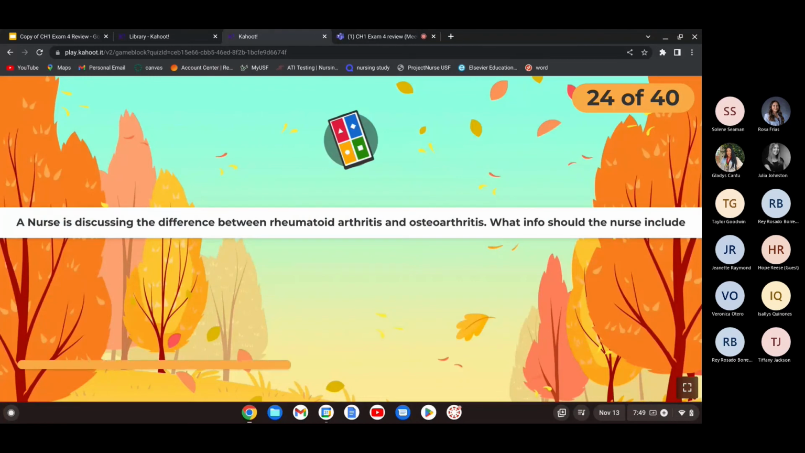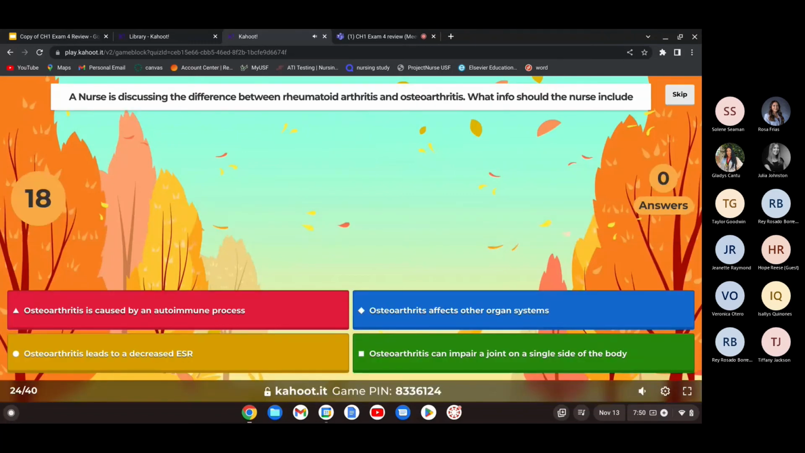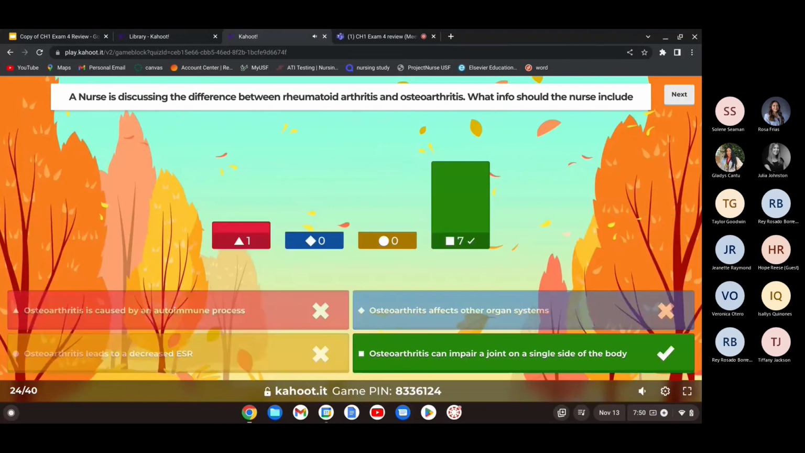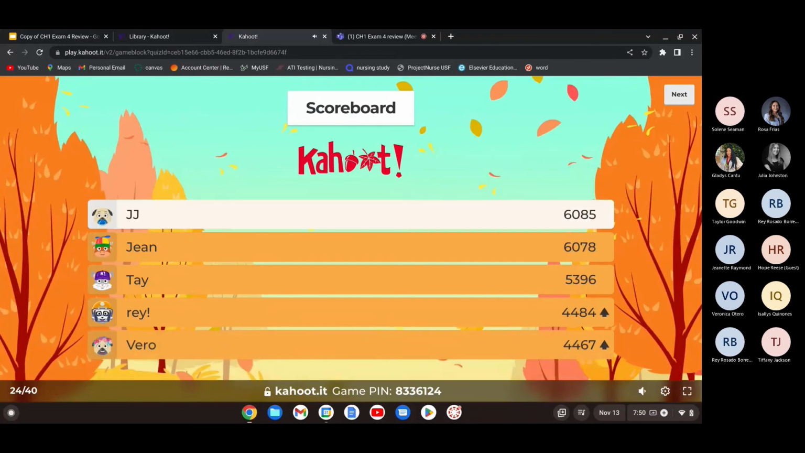A nurse is discussing the difference between rheumatoid arthritis and osteoarthritis. What info should the nurse include? Yep, osteoarthritis impairs a joint on a single side of the body. Rheumatoid arthritis is our autoimmune process.